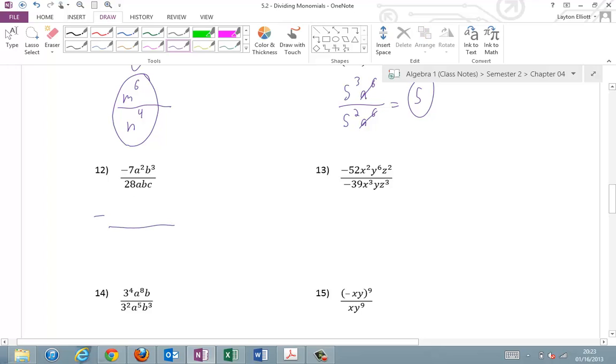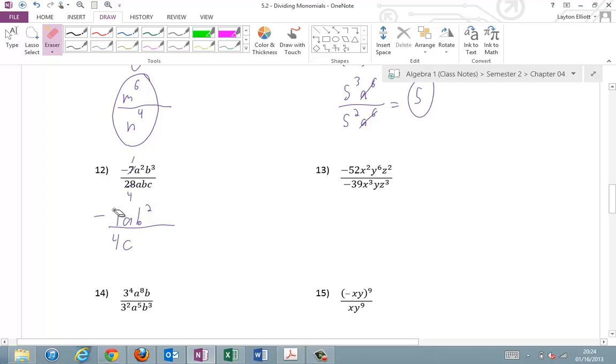7 over 28 can cancel. They have a common factor of 7. That's going to be 1 over 4. So I'm going to write a 1/4 here and keep this thing going. Let's check out the a's. We have a squared on top and a on the bottom. It's going to cancel to give us an a on the top. B to the third over b is going to cancel to give us a b to the second. And the c in the denominator is going to stay because there's no c to cancel with.